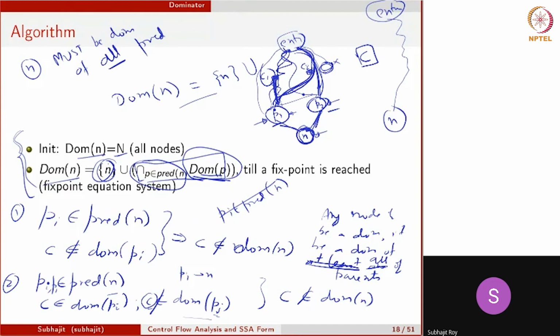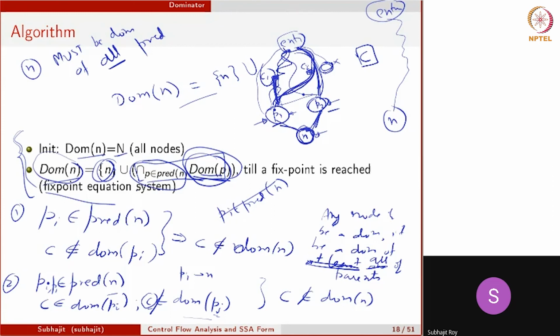One problem is that this equation uses dominators on both sides, the left hand side and the right hand side. And such equations are what are called fixed point equations. They are generally not easy to solve, even if they are linear, because you have the variables occurring on both sides. There is something called fixed point theory, which talks about how to go about solving such systems of equations, and when a solution really exists. And there are also algorithms to solve them. I will not get into it, but the algorithms are very similar.